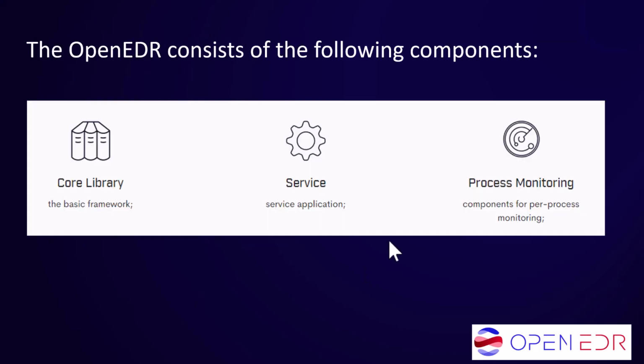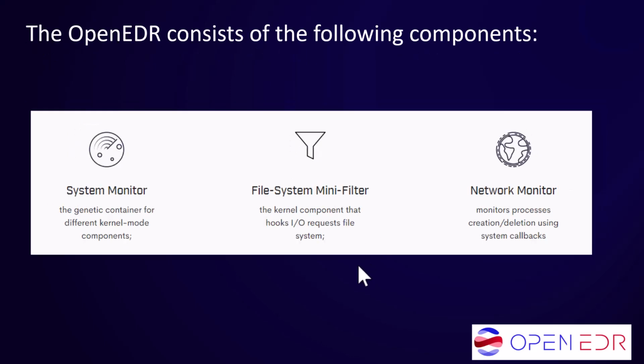OpenEDR consists of the following components. It has a code library with the basic framework. It has a service application. It has process monitoring, which has the components for process monitoring, of course. It has a system monitor, the generic container for different kernel mode components. It has a file system mini filter, the kernel component that hooks into I/O requests from the file system. It has a process monitor, which monitors process creation and deletion using system callbacks.